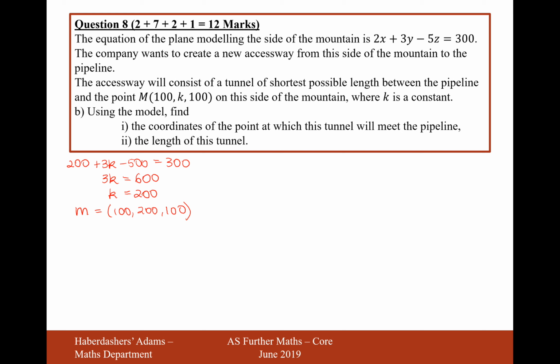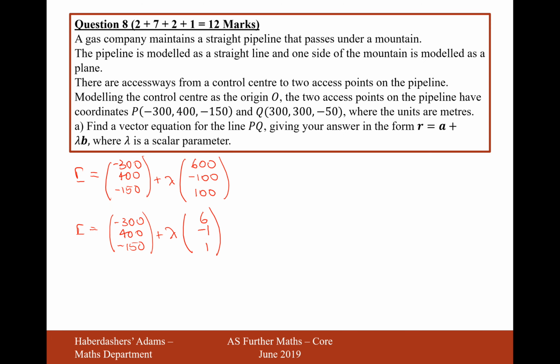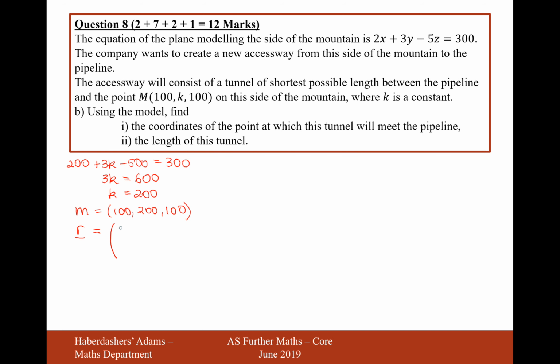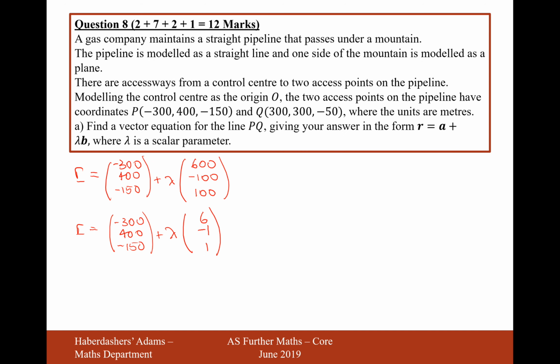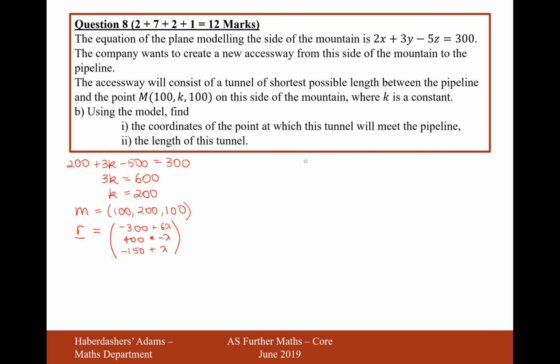Okay, so now what we want to do is work out the shortest possible length from this coordinate here to the line r, and the equation r from before was (-300, 400, -150) plus lambda lots of, I think it was 6, I think this one was minus lambda, and this one was lambda. Just check. Good, right, okay, so what we want to do then is shortest distance from a point to a line.